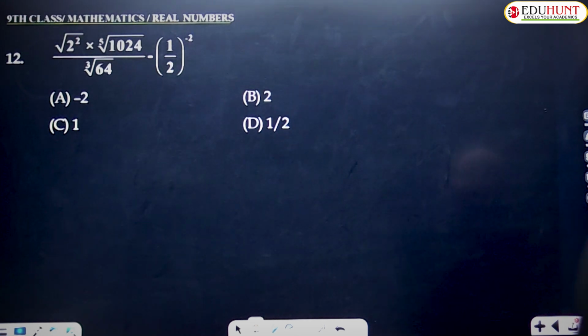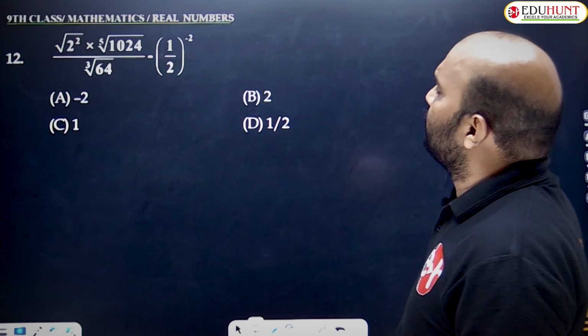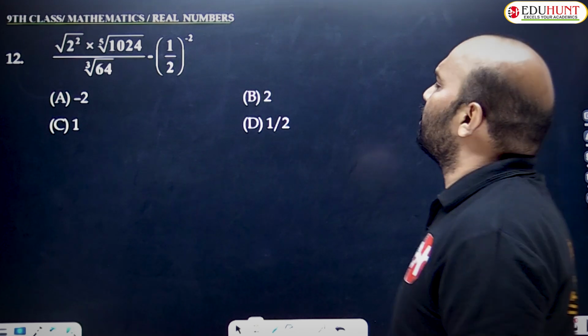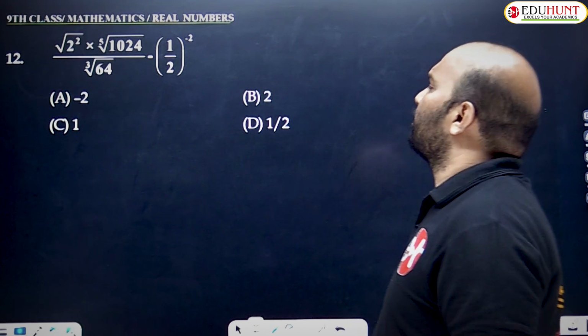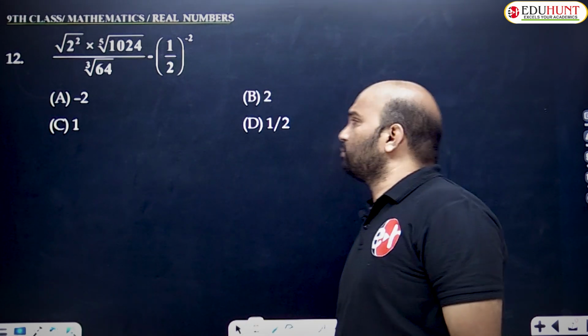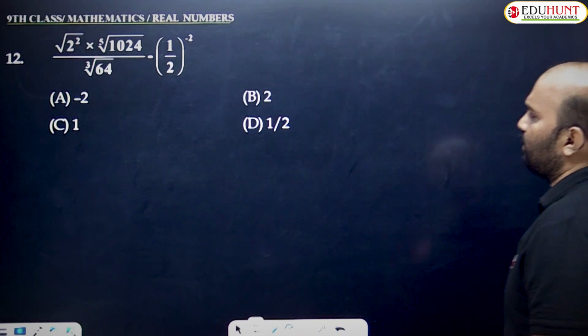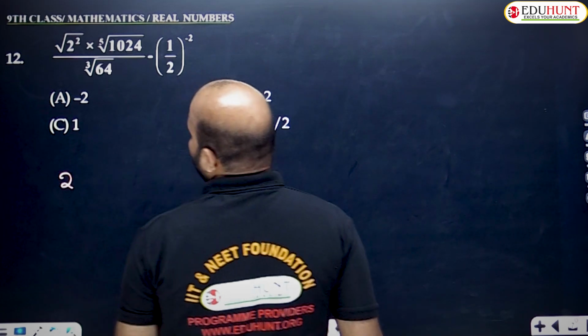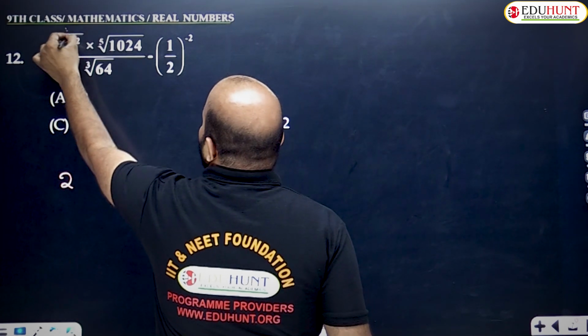So let's go to question number 12. (Root 2)^2 into the 5th root of 1024, divided by the cube root of 64, minus (1/2)^(-2) value. Simplify that equation. Option A minus 2, option B 2, option C 1, option D 1 by 2. So (root 2)^2 can be written as 2, because the square and root cancel.